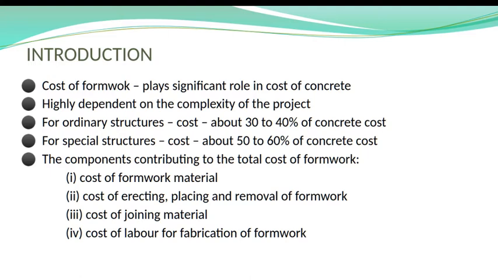Then the third one is cost of joining material. Joining material means nails, wires, ties, etc. that are used for combining formwork structures. And the fourth one is the cost of labor for fabrication of formwork. Usually we have to be very careful that the cost of formwork should be minimum to achieve overall economy of the concrete work.